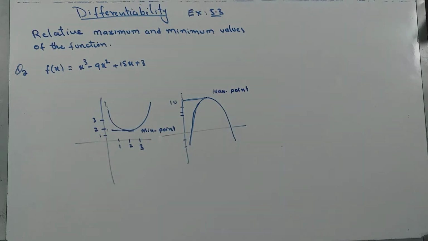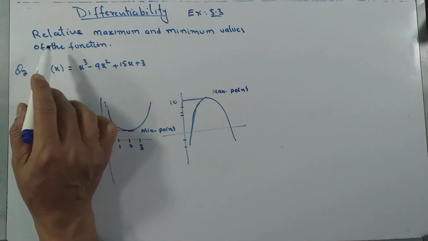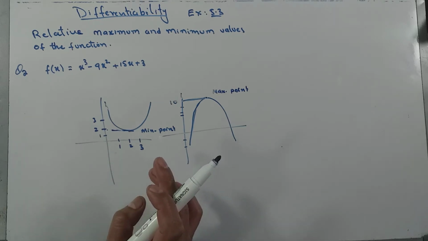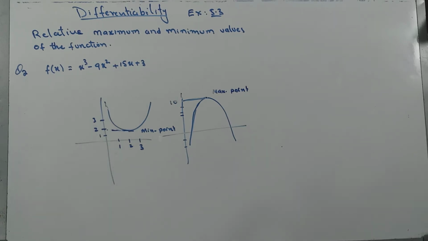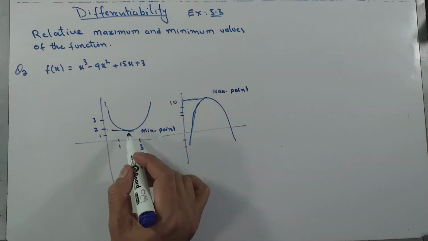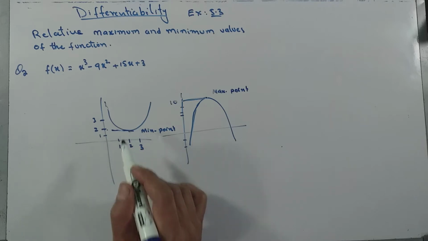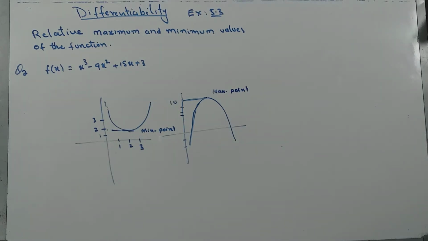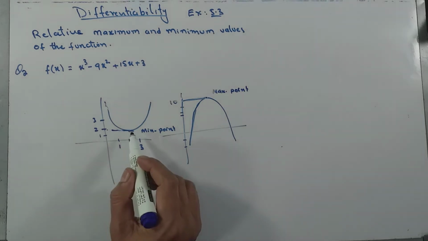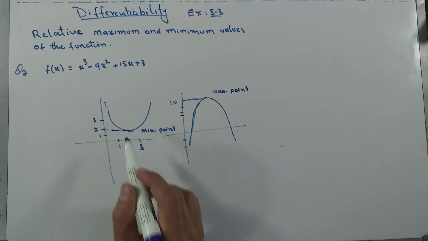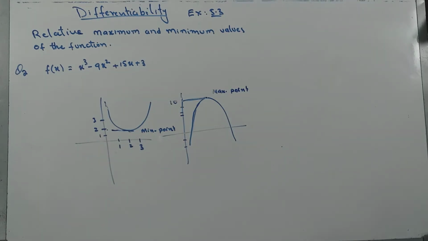So these are the maximum and minimum points, and in this case we have to find out whether a curve has a maximum or a minimum point. We also have to find out the value of these points. So how do we find the maximum or minimum point of a curve? We need to find out another thing.